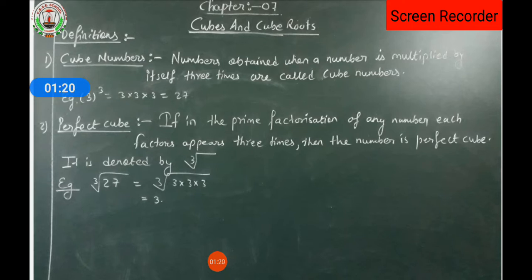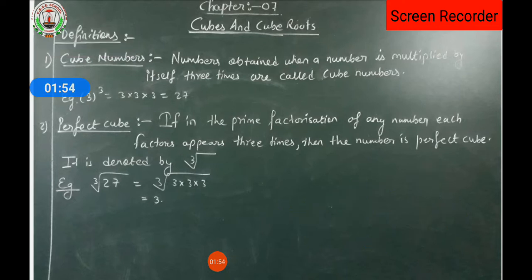So here is the definition of a cube. Numbers obtained when a number is multiplied by itself 3 times are called cube numbers. It means that when any number is multiplied 3 times, it is said to be a cube number. So 3 into 3 is 9, 9 into 3 is 27. So we can say that 27 is written as 3 into 3 into 3, where 3 is the cube root of 27. Clear? Not cube root, cube number.